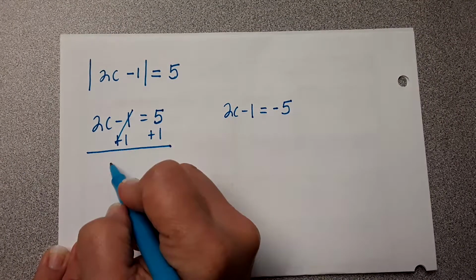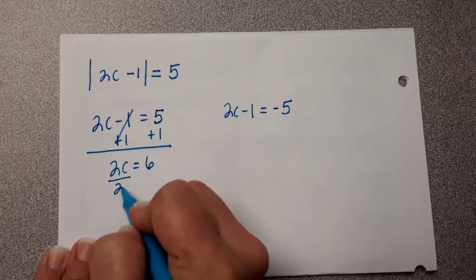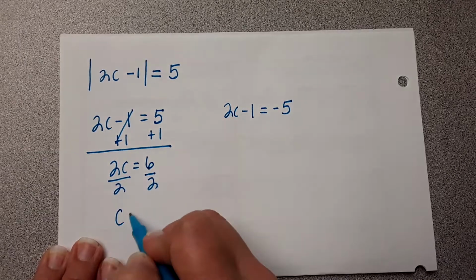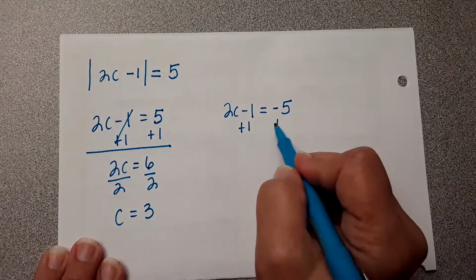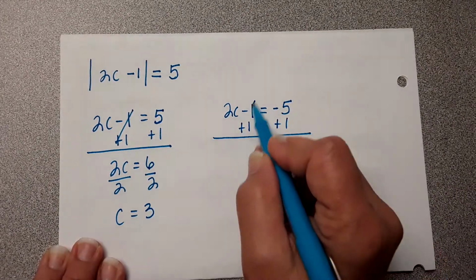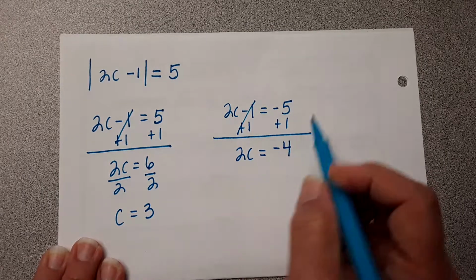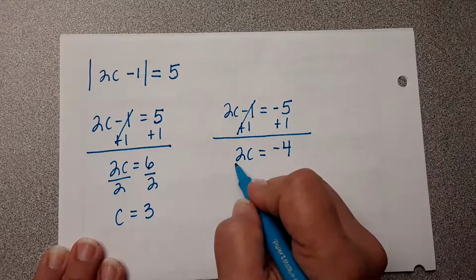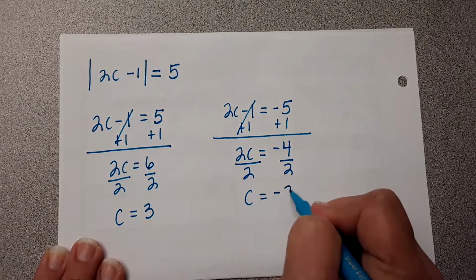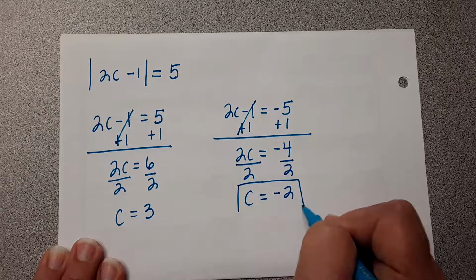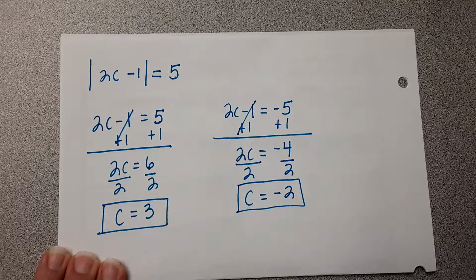These cancel out. I'm left with 2c equals 6. Divide by 2. C equals 3. Add 1 to both sides. 2c equals negative 4, because negative 5 plus 1 is negative 4. Divide by 2. C equals negative 2. And those are my two answers. Always. You want to do another one?